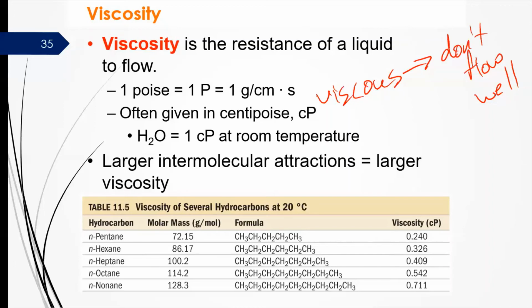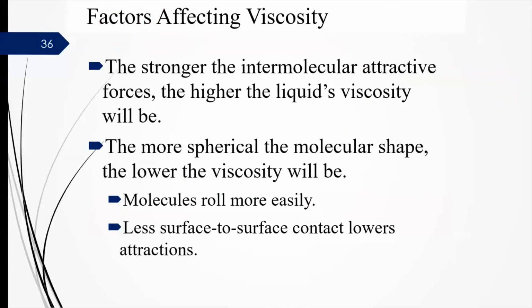Now that's one aspect of it. Viscosity is also impacted by the molecular shape. Now we talked a little bit about that molecular shape. You can kind of think that when we had that long chain, there was more interaction versus when we had those branched ones. So less surface to surface does play a role in our viscosity. It's because it gives us lower attraction.